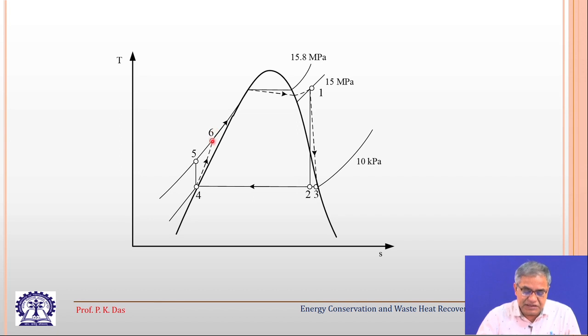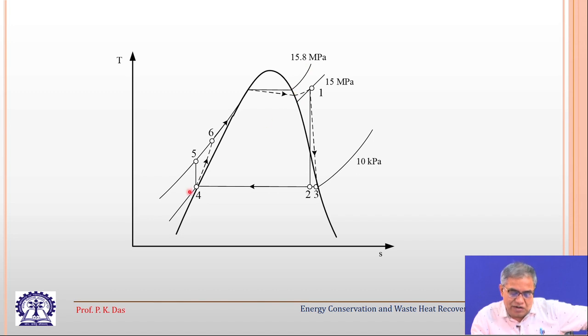Then there is heat addition. From 6, heat addition will start. Initially the liquid will go to the saturation condition, then evaporation will take place, and then superheating will take place. Now, what is happening here? There is a pressure loss, and due to that pressure loss, the actual pressure is 15 megapascal, but the pressure at the outlet of the pump could have been slightly more, and that we will see by calculation, by the given information of the problem. So, that pressure is 15.8 megapascal.